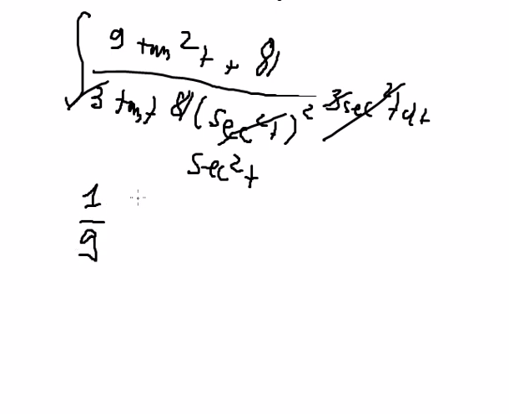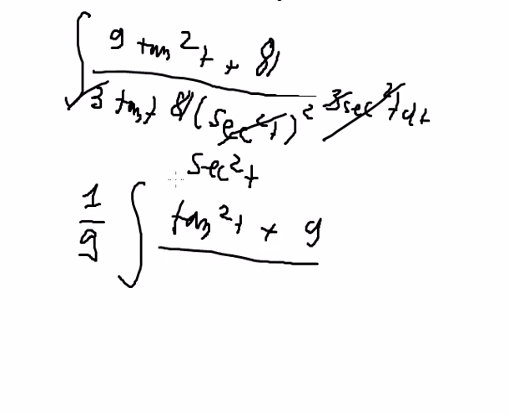1/9 tan t square plus 9 secant of t square. Then this one is about tan t.